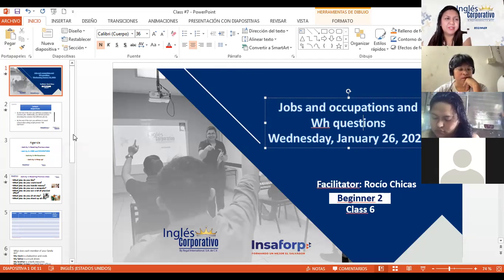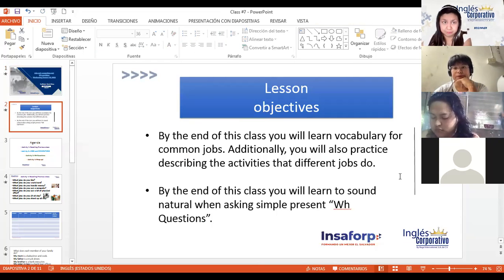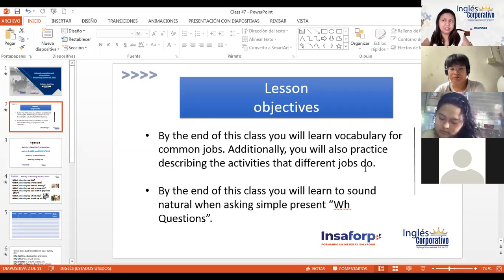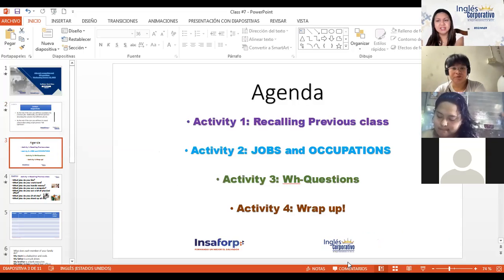Okay, what are the objectives? We have two objectives. The first one is that by the end of this class, you will learn vocabulary for common jobs. Additionally, you will also practice describing the activities that different jobs do. And lesson objective two. By the end of this class, you will learn to sound natural when asking simple present WH questions. Good. So let's begin with the agenda. We have four activities. Activity one, recalling previous class. Activity two, jobs and occupations. Activity three, WH questions. And activity four, wrap up.